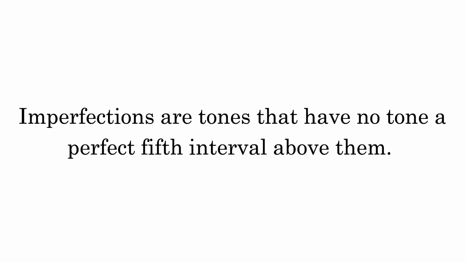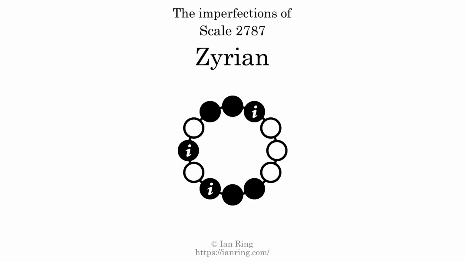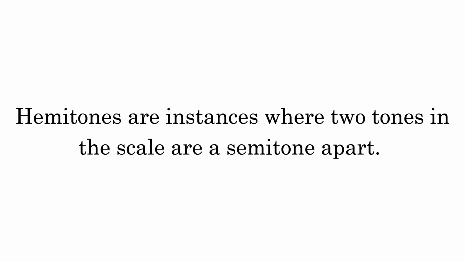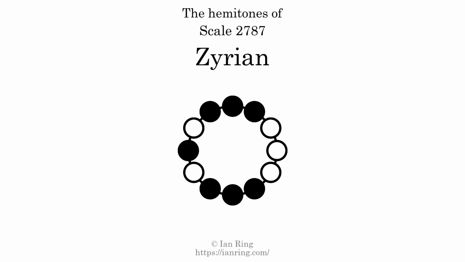Imperfections are tones that have no tone a perfect fifth interval above them. This scale has 3 imperfections. They are at positions here, here, and here. Hemitones are instances where 2 tones in the scale are a semitone apart. This scale has 4 hemitones. They are at positions here, here, here, and here.